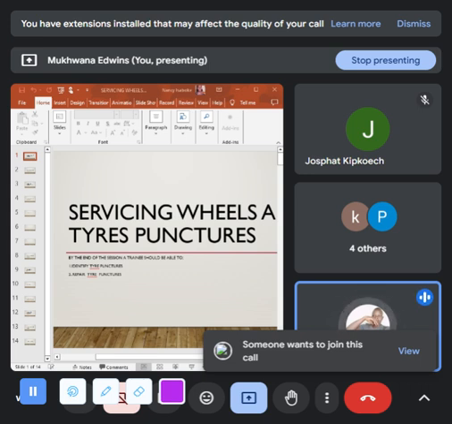And today we are going to talk about how to service wheels and tires. I expect that by the end of the lesson, you should be able to identify tire punctures and also repair the tire. So how do we identify that our tire has a problem? We have several ways of identifying a tire problem.